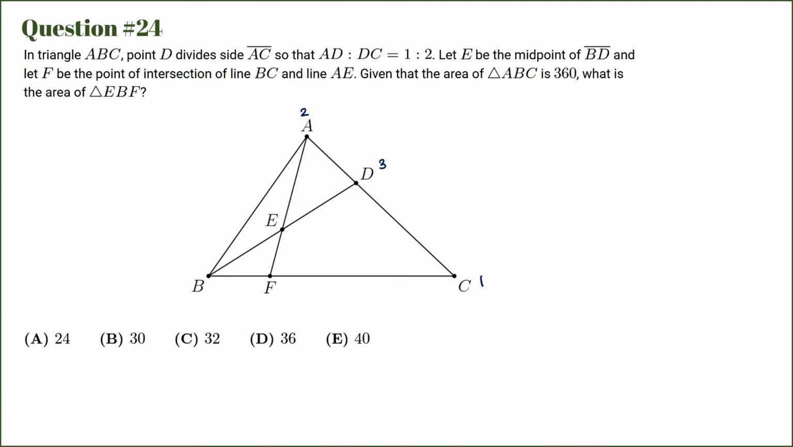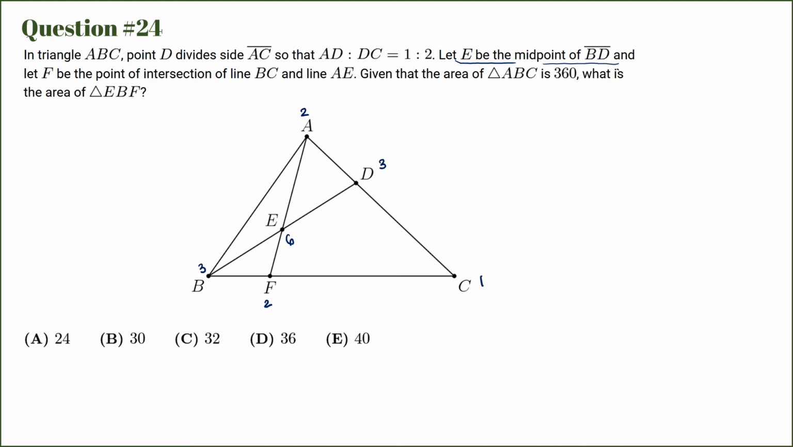Now, E is the midpoint of BD, so we know that B must also be 3, so E must be 6. We know that F has to be 4 now because 4 plus 2 equals 6. So now that we found the mass values for each of these points, we can start thinking about the area.